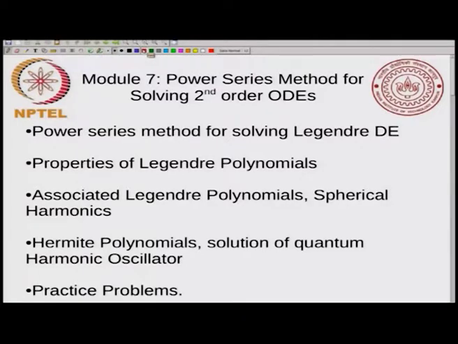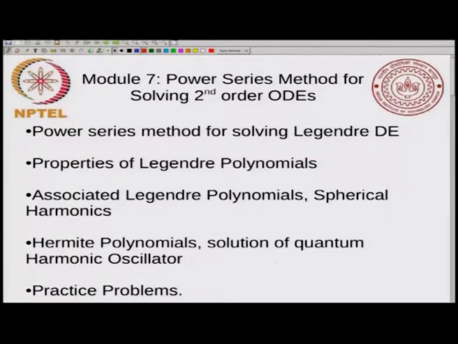Then we will solve the Legendre equation using the power series method and look at the properties of what are called Legendre polynomials. After that, I will talk about associated Legendre polynomials and how these are connected to spherical harmonics, which is a problem that you encounter in quantum chemistry. And then I will take another problem that you encounter in quantum chemistry, the quantum harmonic oscillator, and how you use Hermite polynomials to solve this. And then we will finish with some practice problems. So this will be the content of module 7.